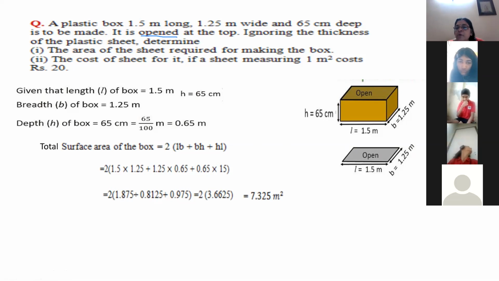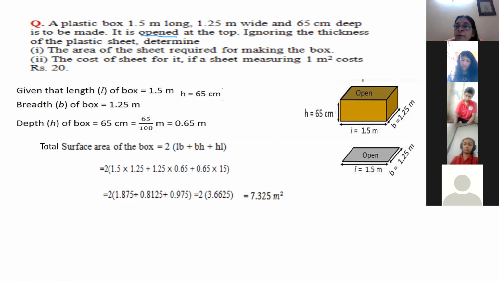तो multiplication में doubt है क्या? सबको आता है? No, ma'am. Yes. So my total area comes out to be 7.325. Now this is TSA. TSA में कितने faces include होते हैं? 6 faces. और हमें एरिया कितने faces का फाइंड करना है? 5. क्यों? 5, क्योंकि बॉटम पार्ट नहीं है.